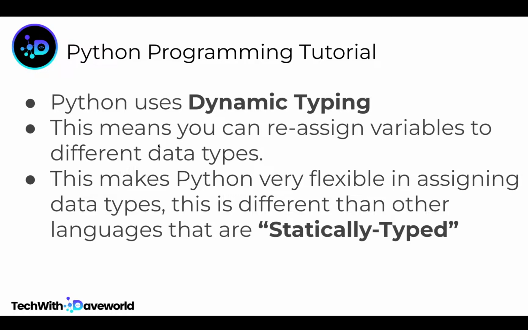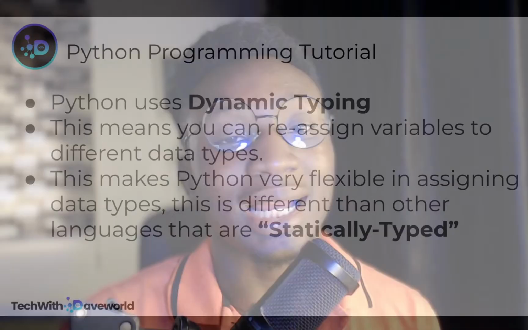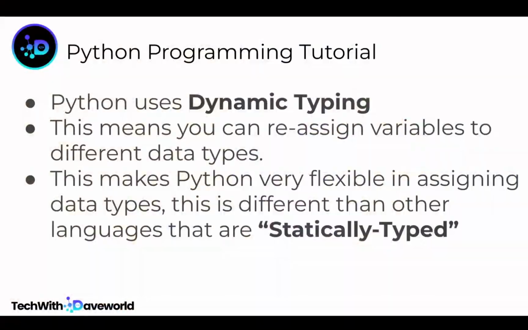So for example, if I say a is equal to 5 in my first line of code, in another line of code I can change it and say a is equal to "Hello World". So I can reassign values to variables. That's what I mean by Python uses dynamic typing. It makes Python very flexible in assigning data types, and that is also one of the major differences compared to other programming languages.